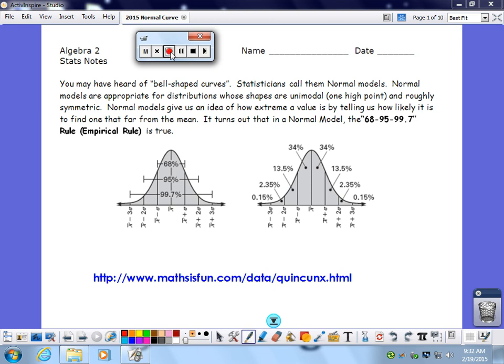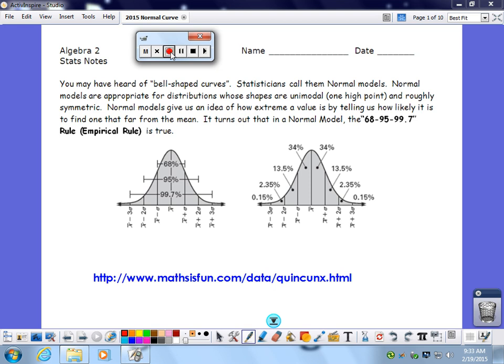Normal models give us an idea of how extreme a value is by telling us how likely it is to find one that far from the mean. Normal distributions occur naturally. Like I said, heights of American men or American women are normally distributed. Many standardized tests are normally distributed. The weight of a Granny Smith apple is normally distributed. So the majority of the data is found around the mean, and then as you get further and further from the mean, you're going to have a less likelihood of those values occurring.